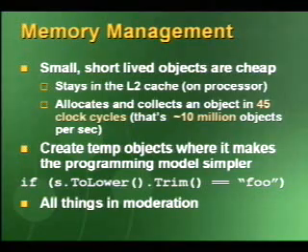And because of that, we can allocate, that is create, and collect, that is clean up. So we can allocate and collect an object in 45 clock cycles. To put clock cycles in perspective, that's about 10 million objects per second on my machine.